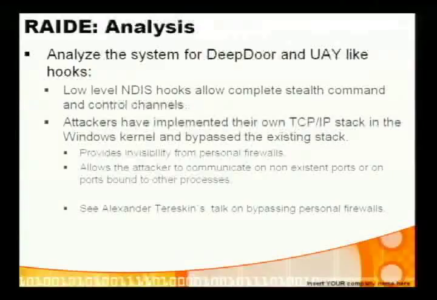All right, so those of you who have seen Joanna's talk about Deep Door, which was, like I said, everything's evolving, so she's got a new thing that hides TCP connections, and we're just picking up the Deep Door detection. So we are able to analyze and find Deep Door and UAY like hooks. Essentially, this is low-level NDIS hooks, which allow completely stealth command and control channels. With it, you have your own TCP/IP stack, and you can bypass the existing Windows one, and you can hide your own ports. You can attach to ports that are owned by other processes. You can do a lot of different things with this.